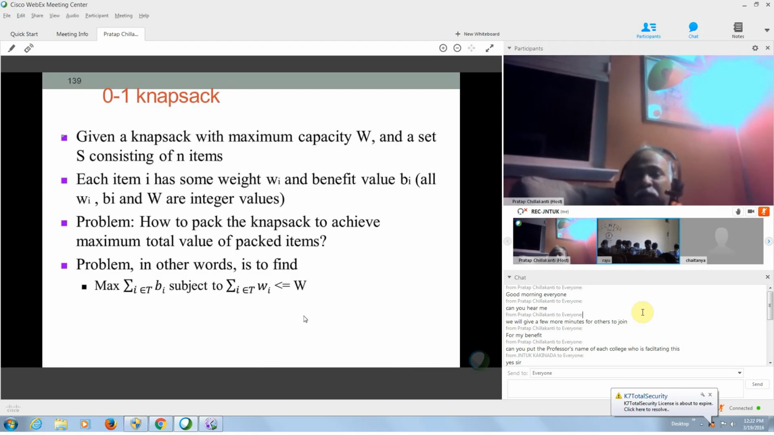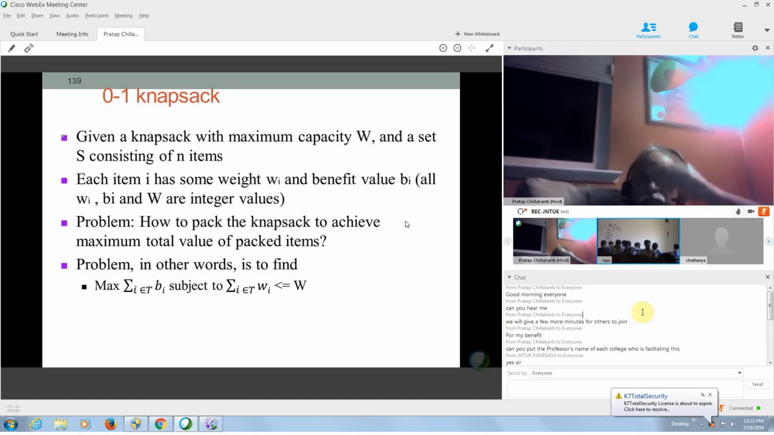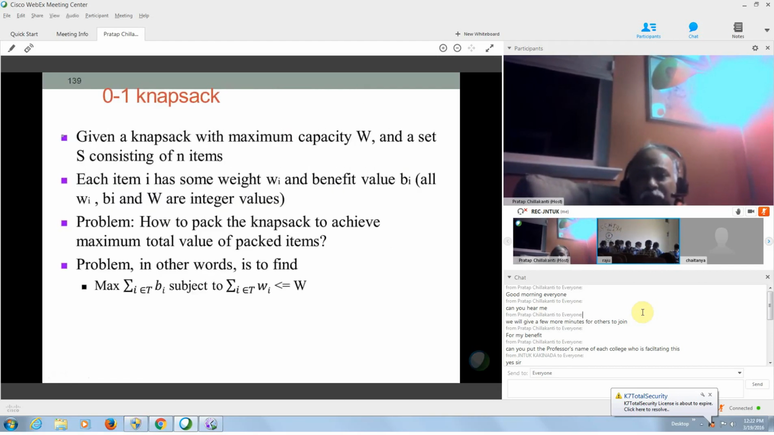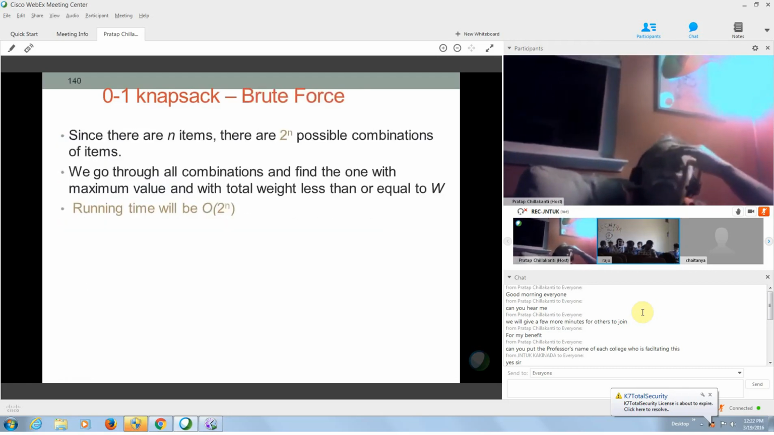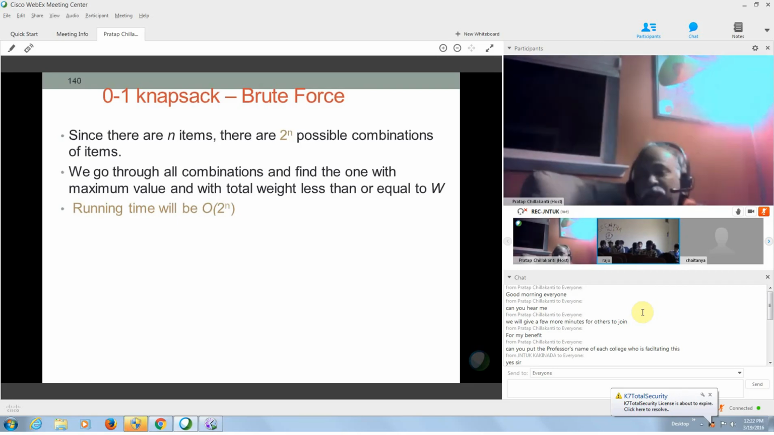So you can apply the dynamic programming technique to the knapsack problem, the 0-1 knapsack problem. If you were to do a brute force approach of figuring out the best way to do the 0-1 knapsack, there are 2 raised to n possible combinations of items, right? When you have 3 items, there are 8 combinations. When you have 4 items, there are 16 combinations and so on. So the running time obviously will be in the order of 2 raised to n.